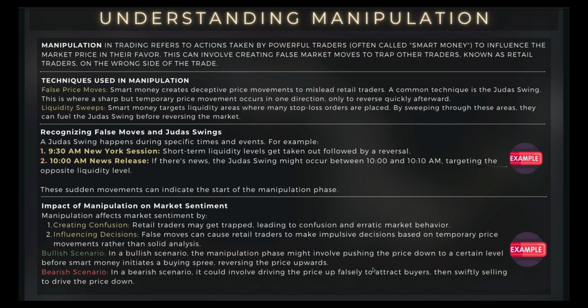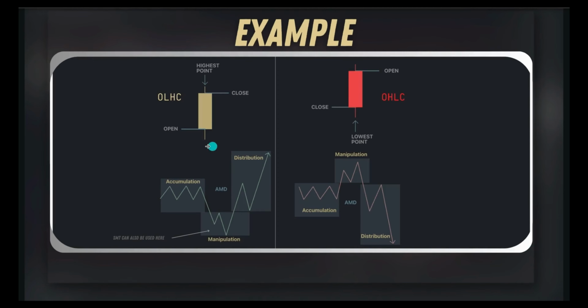Okay? So, bullish scenario. In a bullish scenario, the manipulation phase might involve pushing the price down to a certain level before smart money initiates a buying spree, reversing the price upwards. In a bearish scenario, it could involve driving the price up falsely to attract buyers, then swiftly selling to drive the price down. So again, I refer back to this image here.